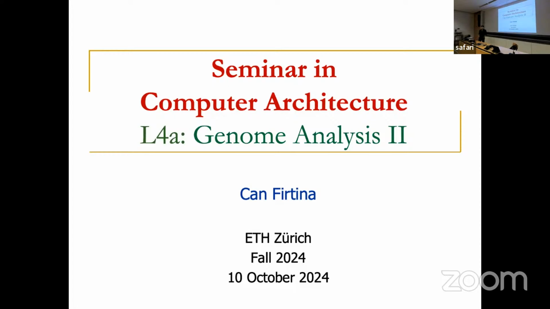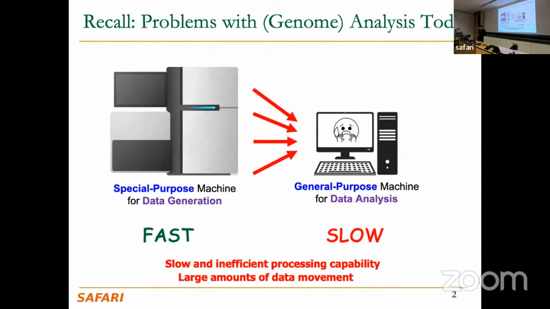Okay, all right then. Hello everyone. Again, we're going to continue from where we left off last week. So, a couple of slides to remind you what we were talking about. We started with a quick introduction to genome analysis, and then we were talking about these machines that generate the sequencing data. They can generate the data at a very fast rate, but the machines that we're using are general purpose machines, so they don't really know the requirements and the data types of the data that we're trying to analyze. So that's why they were slow.